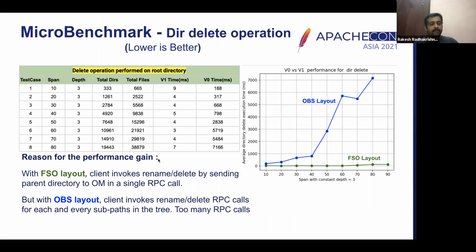The main reason for the performance gain is that with the new file system layout, we have only a single RPC call to perform the rename and delete operations. But in case of object store layout, there will be too many RPC calls pumped to the system. And so there will be a lot of disk IOs and network calls. And that actually degrades the performance of the object store system.